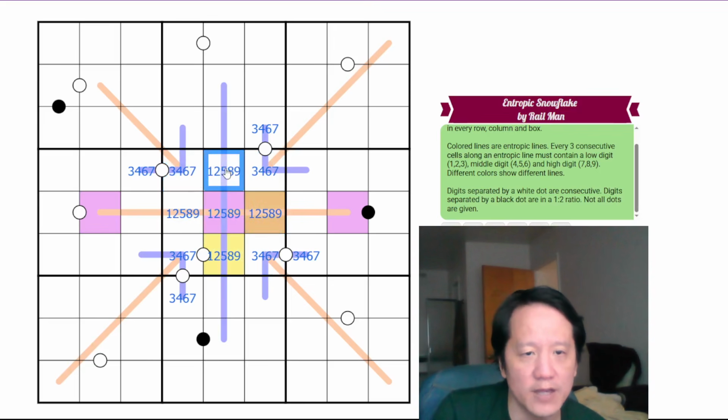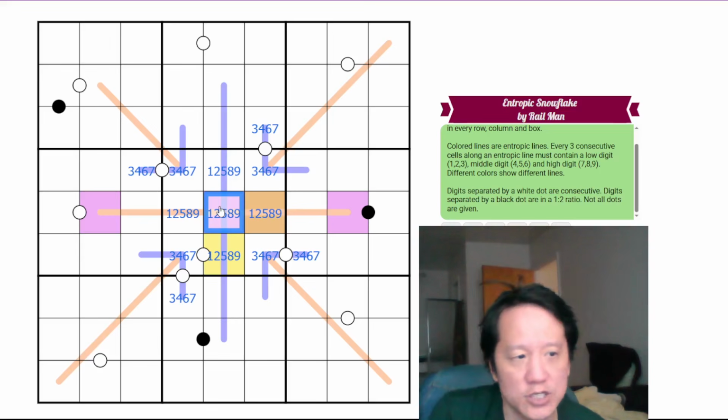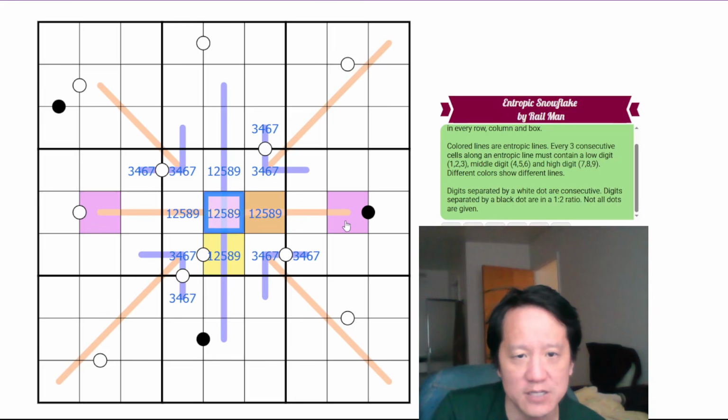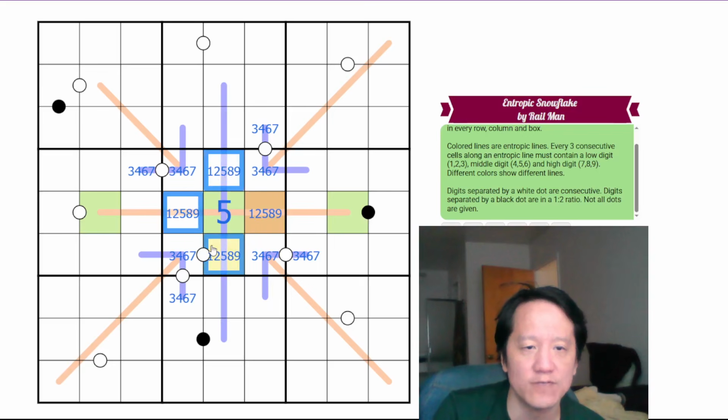That means we cannot have pink in any of these. That means this digit is going to be the digit that is by itself, and the only digit that's by itself is 5. So this must be the middle set here. So this is 5, which eliminates 5 in the rest of the box.